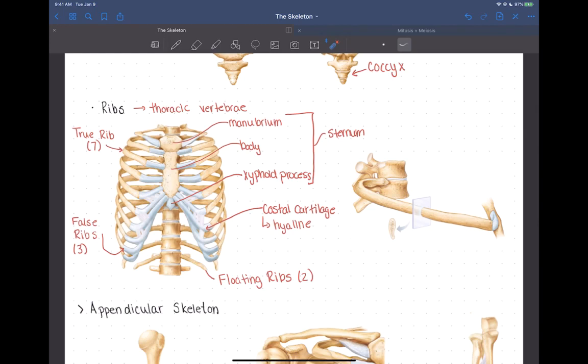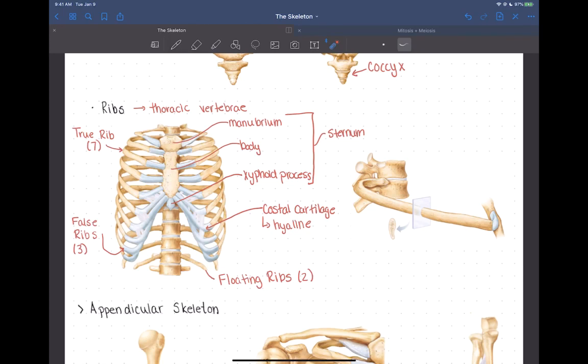And then this picture over here is just showing how the ribs connect to the vertebrae. In the back, they connect kind of to the superior aspect of the vertebrae. So there would be another rib attached here to this vertebra. Those are going to be all thoracic vertebrae, for the 12 total ribs, each attaching to one of the 12 thoracic vertebrae. Okay, so that's it for the axial skeleton.